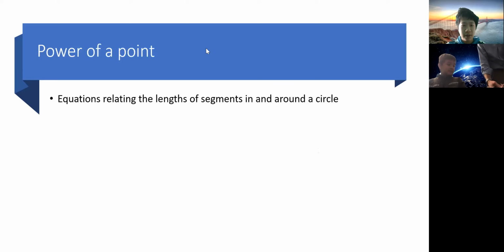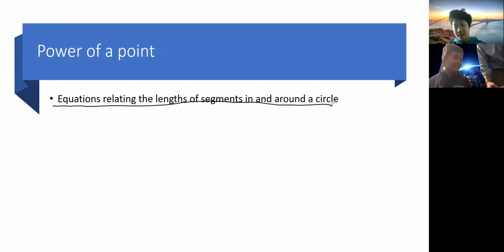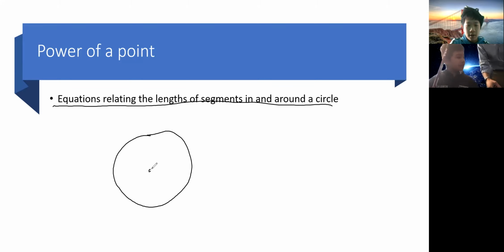I'm going to go to power of a point. So what is power of a point? It's not a point that has lots of power. A point that has lots of power is like a black hole or an electron, right? Those things have power. But when we say power of a point, these are equations which relate the lengths of segments in and around a circle. So before we do power of a point, we have to define some names. This is a radius. Radius, as you probably know. If we draw this one, it's a diameter.